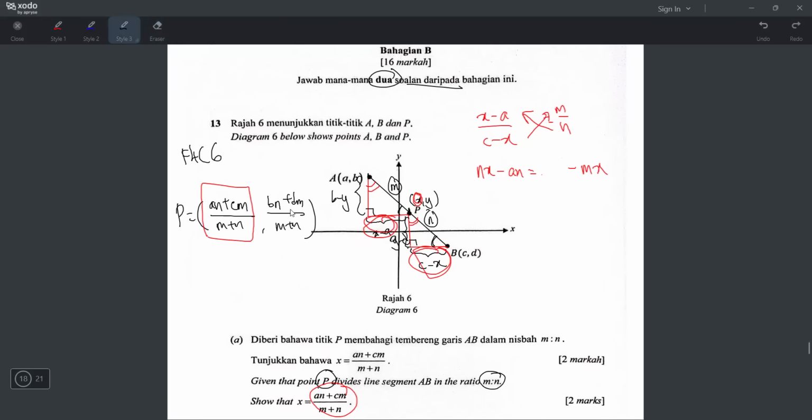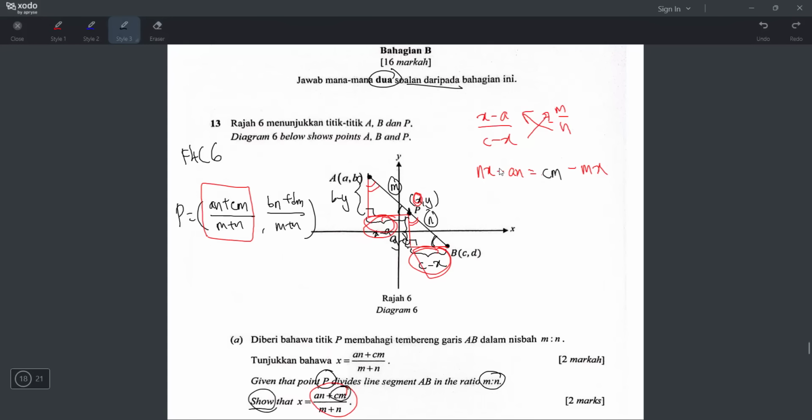Because if you look at the formula they want to prove here, it's cm. See, very smart, I'm looking at the answer also. Okay, it's not that smart. Because this is a show question, you want your final answer to look like that. So I try to write nicely, according to what they write here.